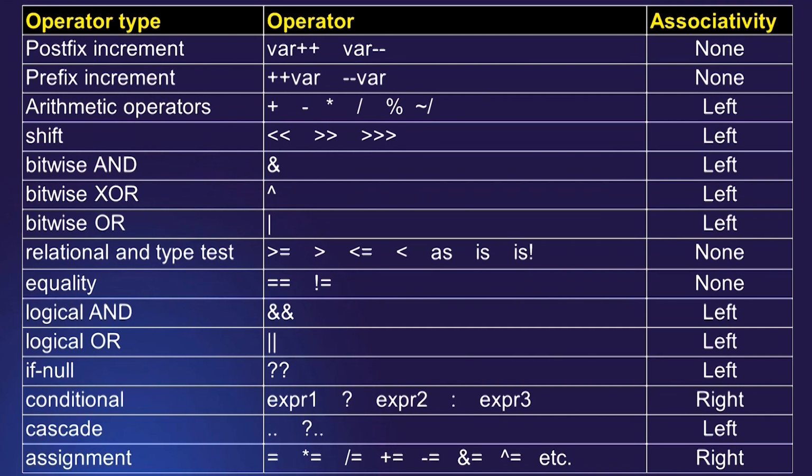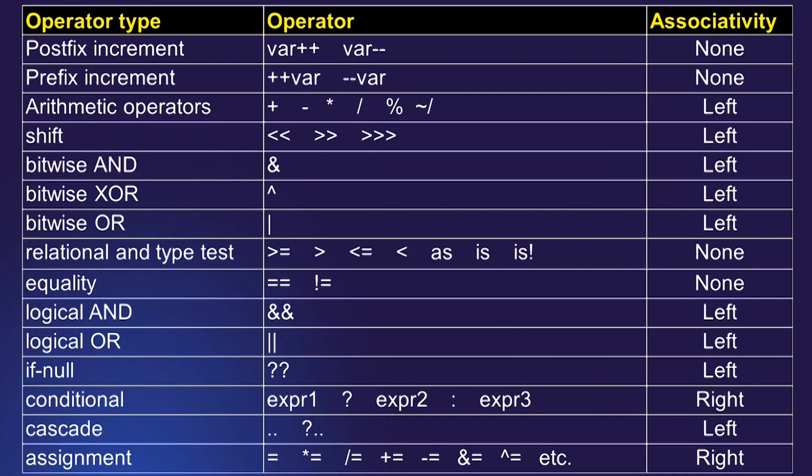There are equality operators also, which is a double equal to for is equal to and exclamation and equal to for not equal to. We have logical AND to combine two or more relational conditions. We have logical OR to combine two or more conditions. We have if null operator to check whether operator is null or not. We have ternary operator like conditional operator. We have cascade operator and we have assignment operators like is equal to, multiply equal to, divide by equal to, plus equal to, minus equal to and so on.